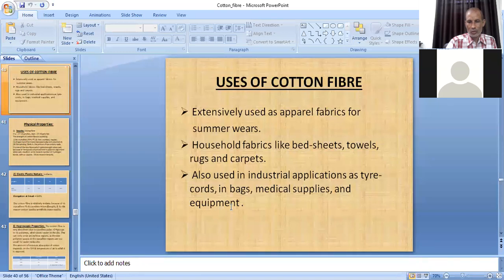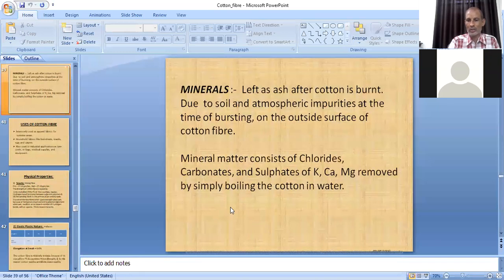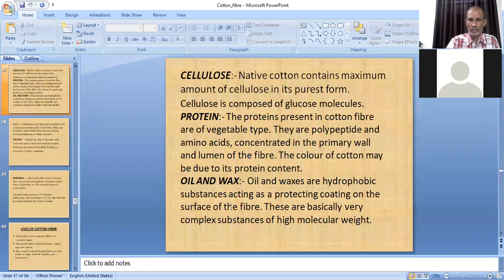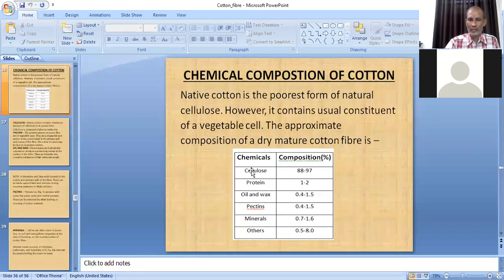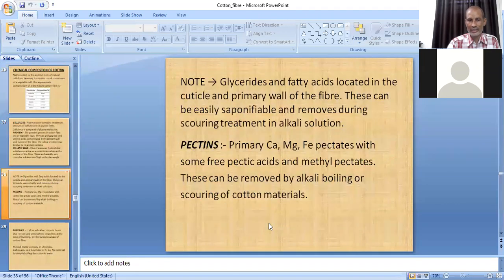So that was all about the chemical composition, which we have covered in these slides. Starting from this table, which indicates the chemical composition in percentage form, we then covered cellulose, protein, oil and wax, pectins and minerals in detail in these slides.